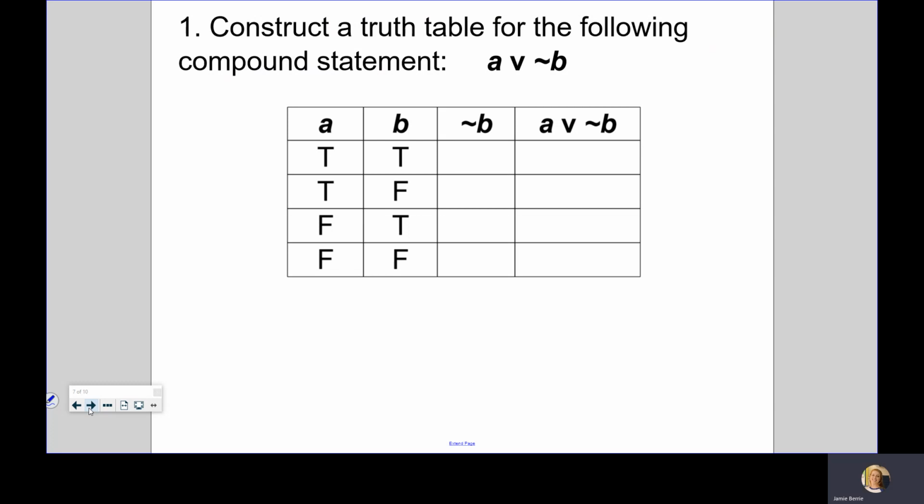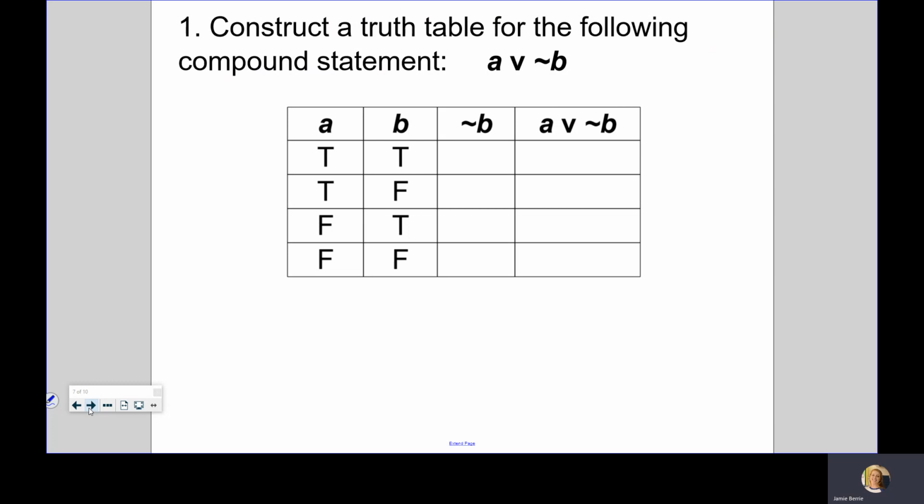A or not B. So, with that said, it's important that you know all those symbols. Remember those symbols? Not, and, or, and implies. So make sure you know those symbols. A or not B. All right, so first two columns are filled in.